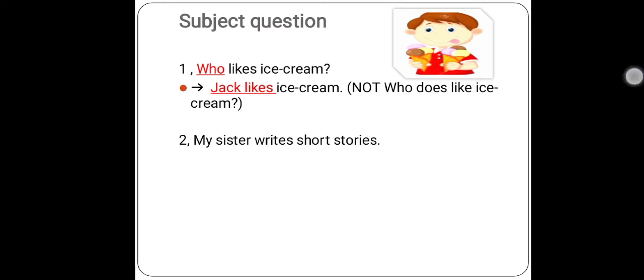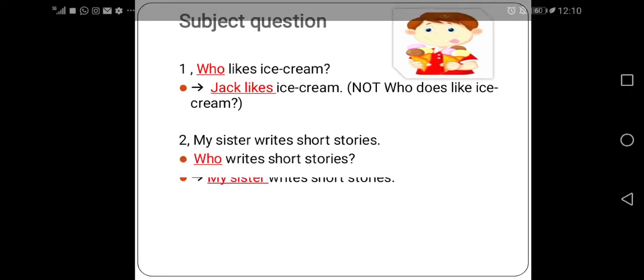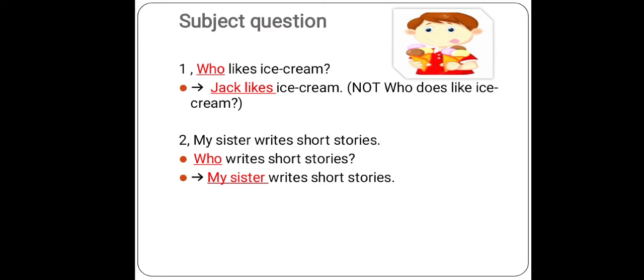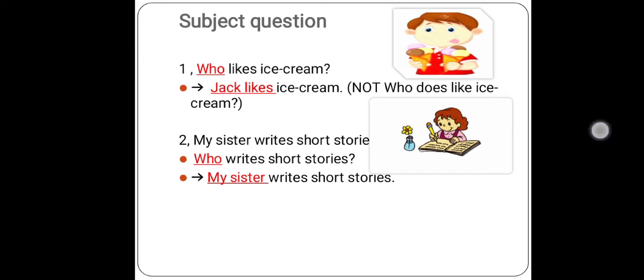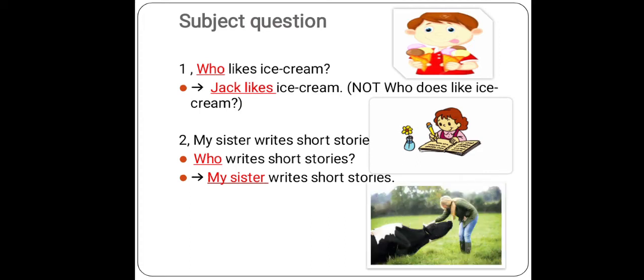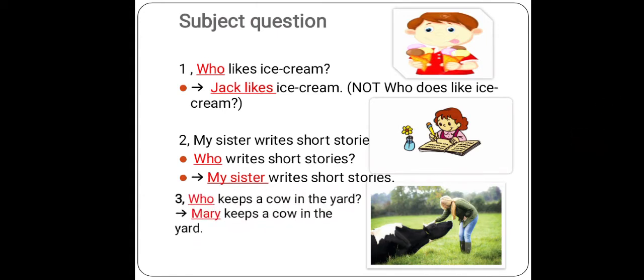Next sentence, my sister writes short stories. Who writes short stories? It's my sister. So my sister is the subject of the sentence. My sister writes short stories. So what do you see in the picture here? Yes, it's a girl touching a cow in a yard. So who keeps a cow in the yard? Mary keeps a cow in the yard. So Mary is the subject.